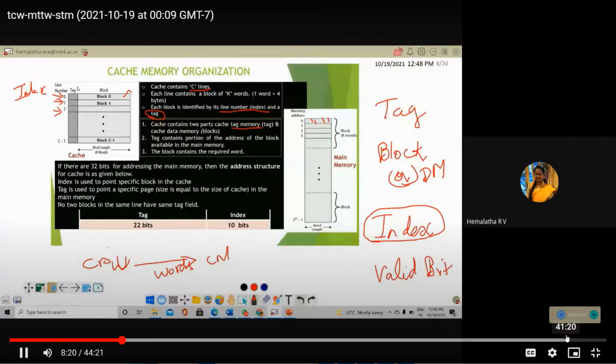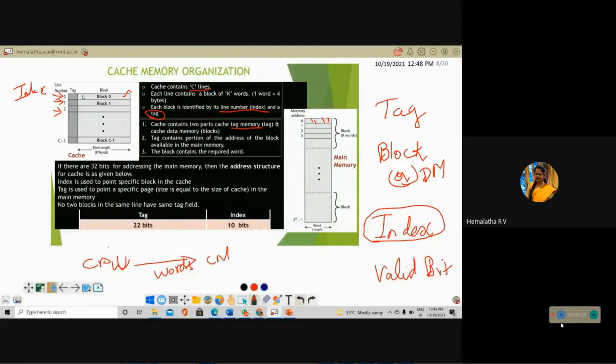Okay, so that can be identified by using this tag number. So the purpose of the tag is to find out whether the requested word which is given by the processor is available in the cache memory or not. It can be identified by this tag number. Okay, so that is the purpose of the tag.